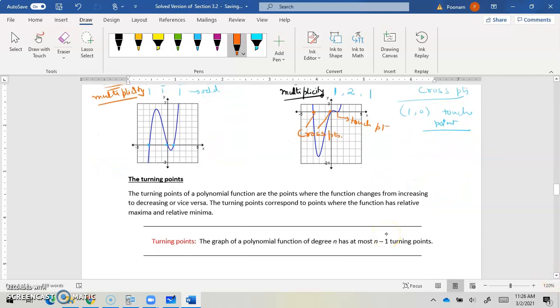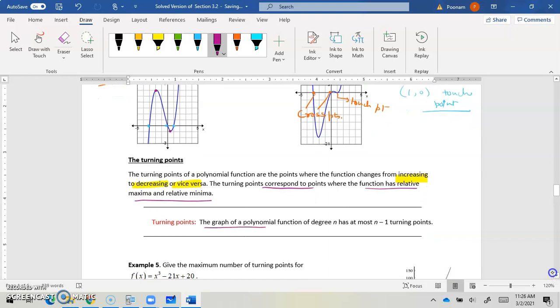What's a turning point? The turning points of a polynomial function are the points where the function changes from increasing to decreasing or vice versa. You see where the graph touches. The turning point is where it's going down and starts to turn back. So here in this graph, for example, this would be a turning point or this would be a turning point, because the graph was increasing and then it started decreasing, right? So the points where the graph turns from increasing to decreasing or vice versa, those are called the turning points. These correspond to points where we have relative maxima or minima.